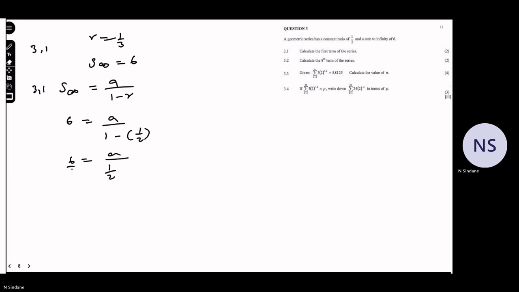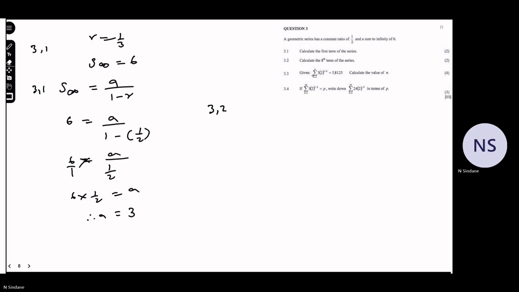When I cross multiply, 6 multiplied by 1 over 2 is equal to a. Therefore, the value of a is equal to 3. The value of a in this question is equal to 3. Let's go to 3.2. Calculate the 8th term of the series.